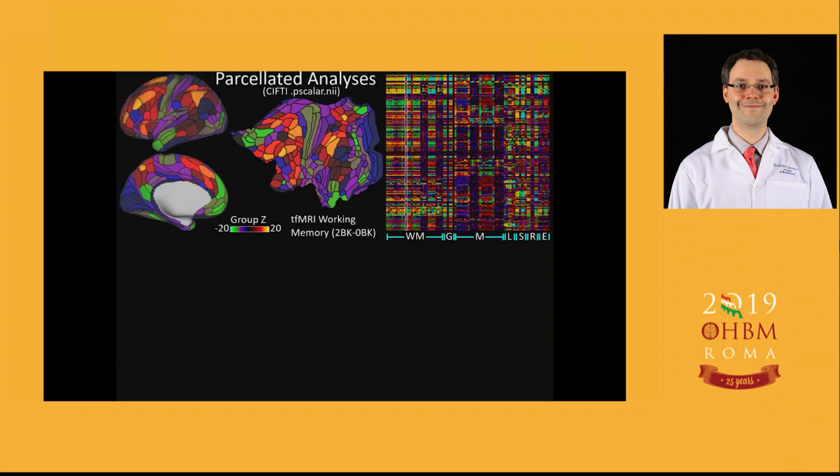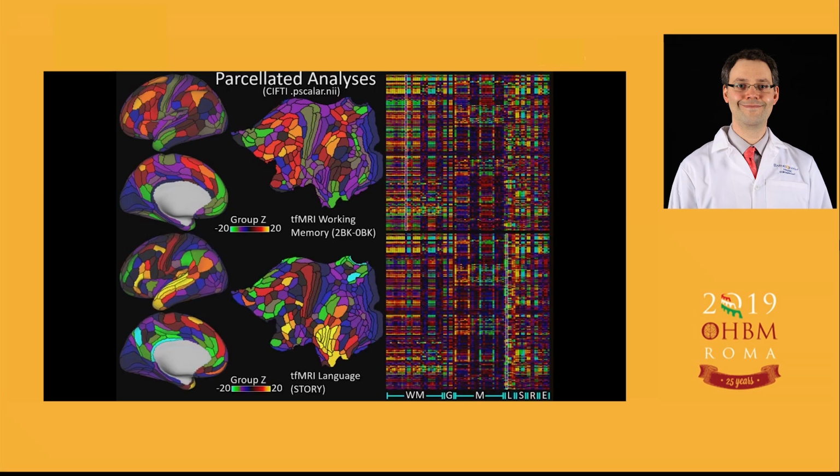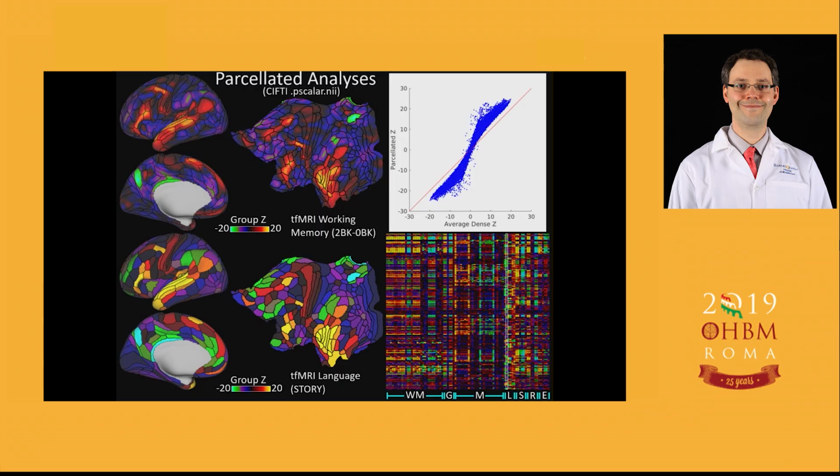We can do a parcellated task analysis. This is a working memory task. These are all tasks by areas along this axis, or the story task, which we see down here. Now, if we compare doing the parcellation first and then fitting the GLM, which is what we did down here, versus fitting the GLM first and then doing the parcellation.